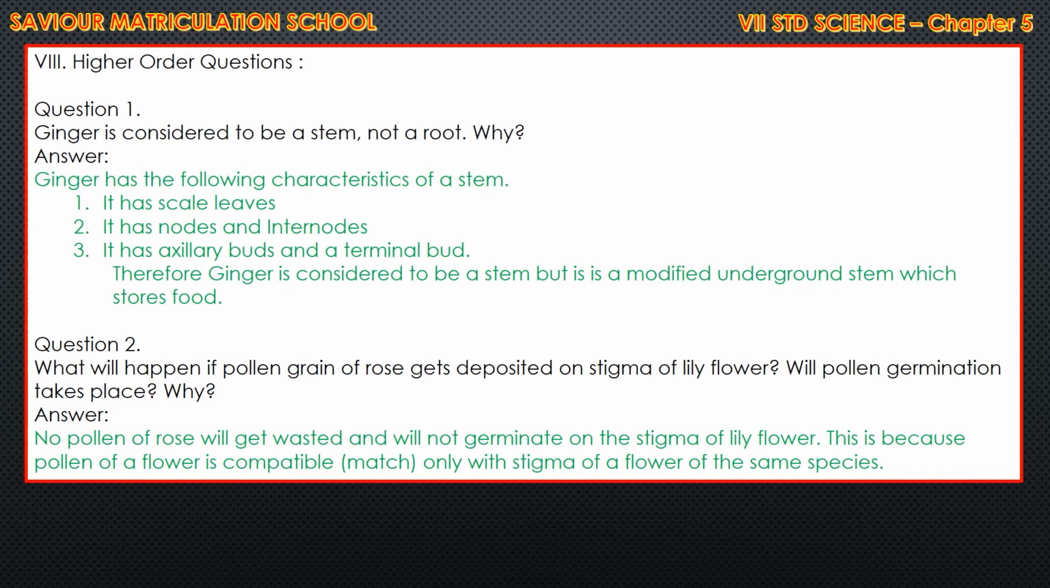Question 2. What will happen if pollen grain of rose gets deposited on stigma of lily flower? Will pollen germination take place? Why? No. Pollen of rose will get wasted and will not germinate on the stigma of a lily flower. This is because the pollen of a flower is compatible only with the stigma of a flower of the same species.